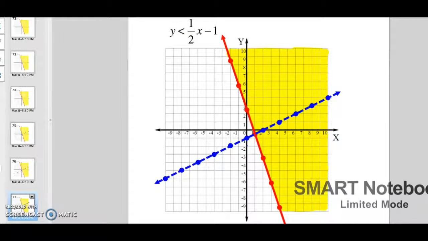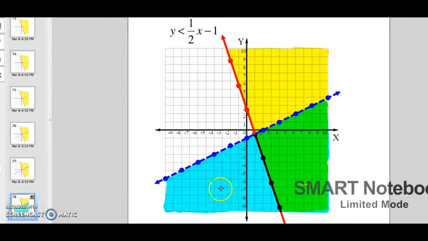Less than means I shade below the line, which will be everything down here, and the green portion here is the overlapping part where both shadings overlap. So now let's put that on MathXL.